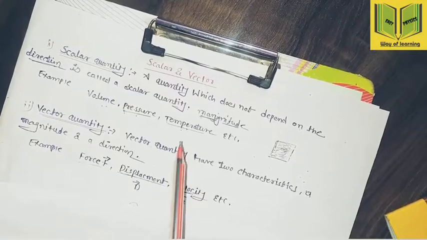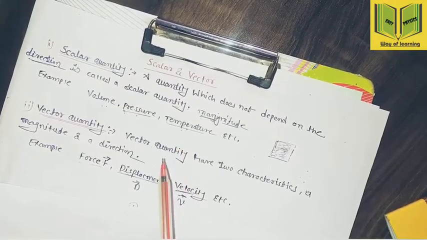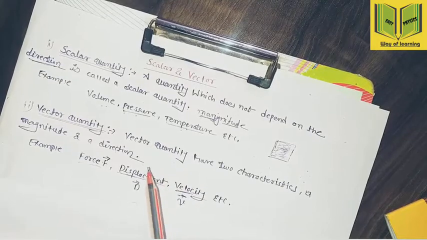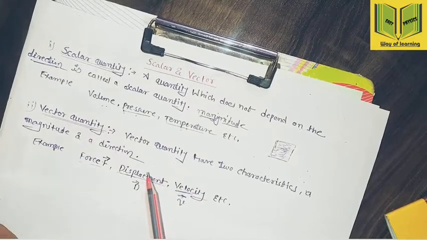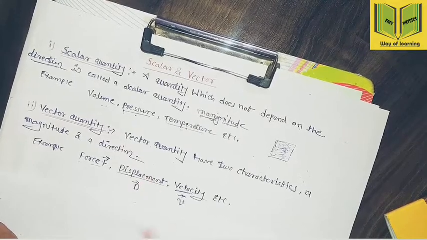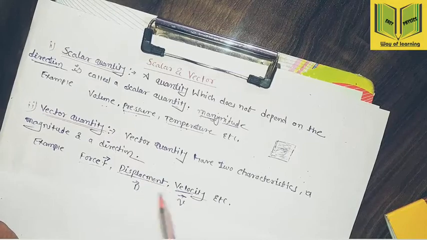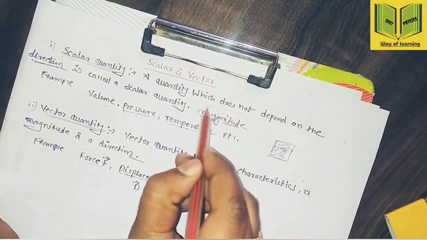Today we are going to discuss scalar and vector quantities. So just start with scalar quantity. Scalar quantities are those quantities to represent which we do not need any direction. We just need only magnitude.